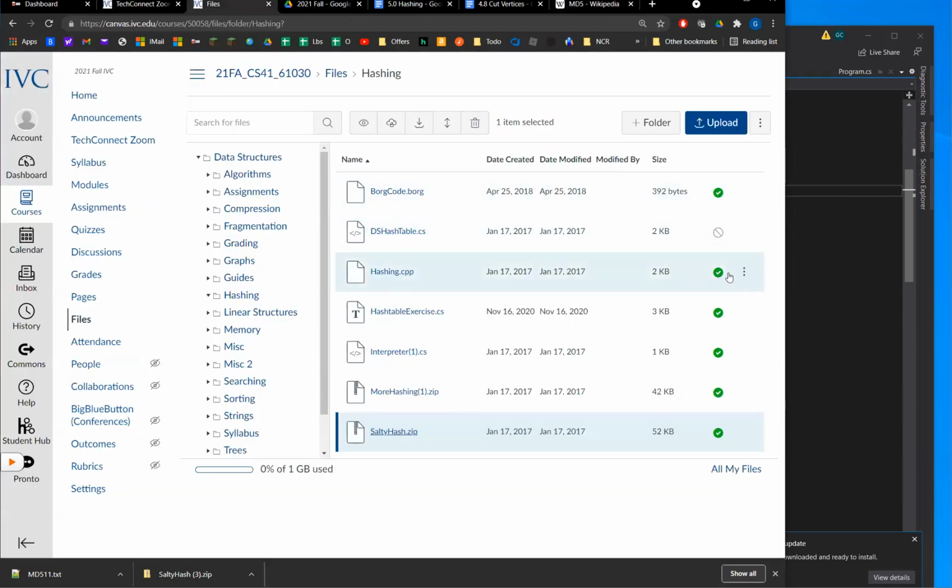Let's go ahead and look at the code. All right, still in the hashing folder and files.